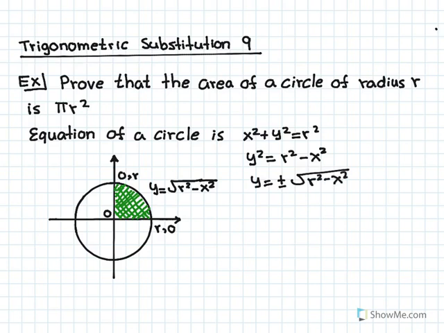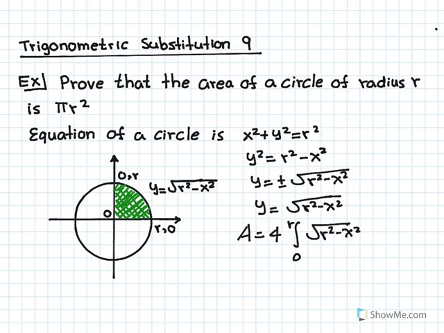Let's take the upper half of the circle, so y is equal to plus root of r squared minus x squared. And we can see that the full area of a circle is just 4 times the green shaded area. So the full area will be, area is equal to 4 times the integral from 0 to r of root of r squared minus x squared dx. We're going to prove that this area will be pi r squared. This is the goal of this video.